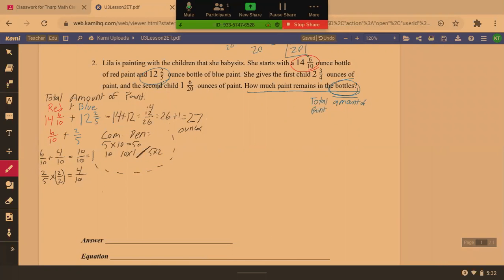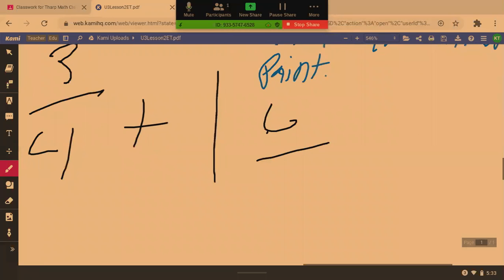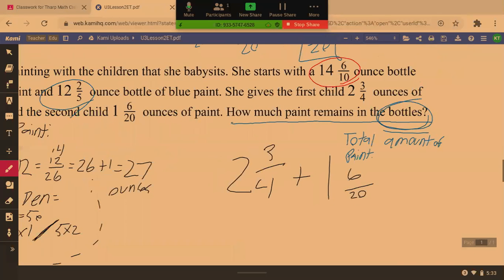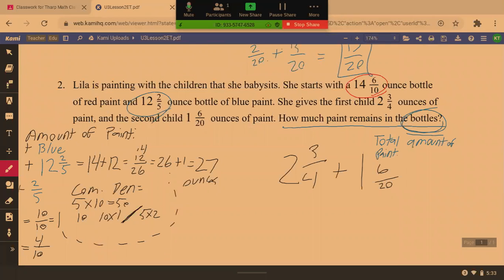Now I am going to add 2 3/4 plus 1 6 over 20. The reason why I'm adding these is because that is the total amount that was used. So let's write that down.